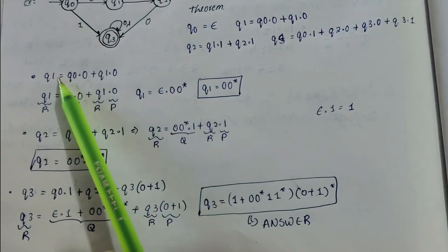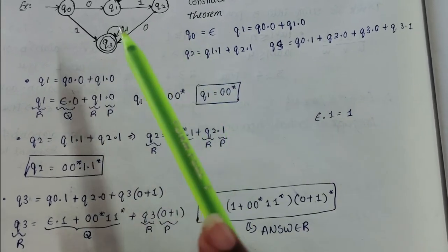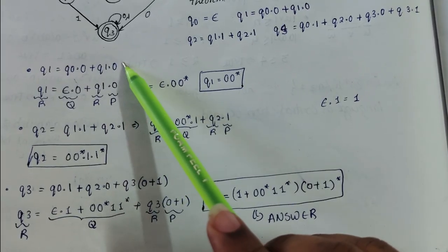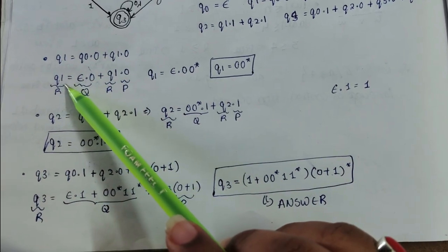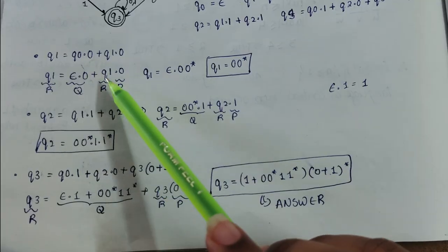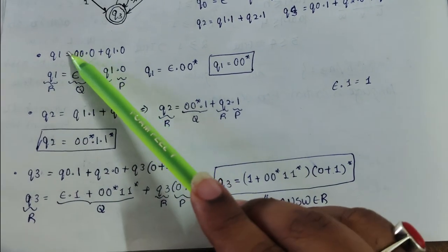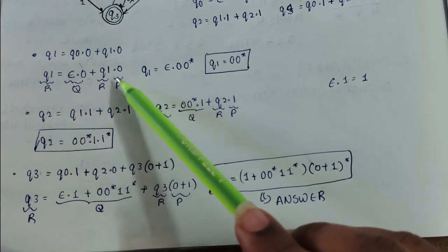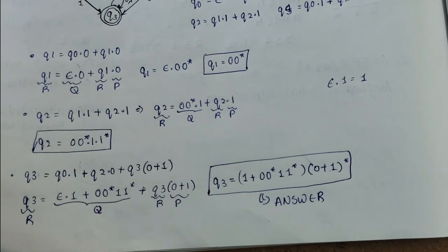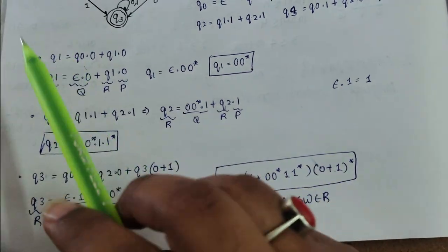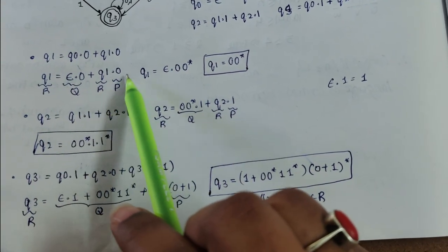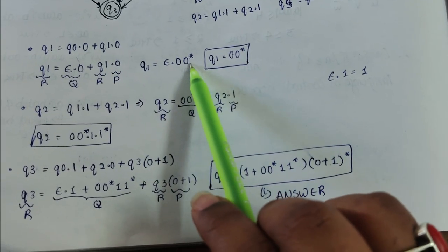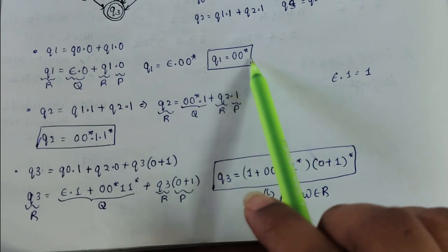Q0 is epsilon, so we don't have to solve it further. For Q1 we got Q0.0 and Q1.0. This is already in the form R = Q + RP, because Q0 is nothing but epsilon. So we do QP*, which is epsilon.0.0*, because epsilon into anything is that value only, right? So Q1 is nothing but 0.0*.